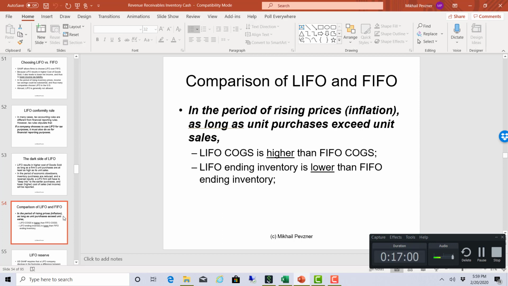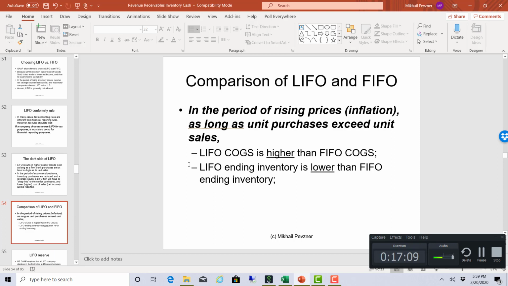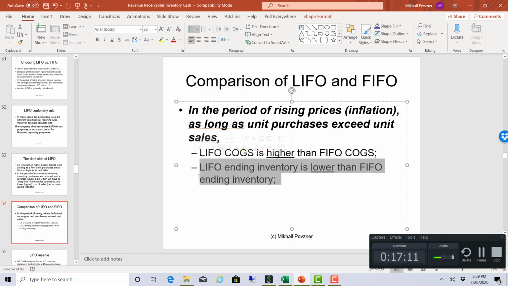So in a period of rising prices, inflation, as long as unit purchases exceed unit sales, LIFO COGS is higher than FIFO COGS, and LIFO inventory is lower than FIFO inventory.